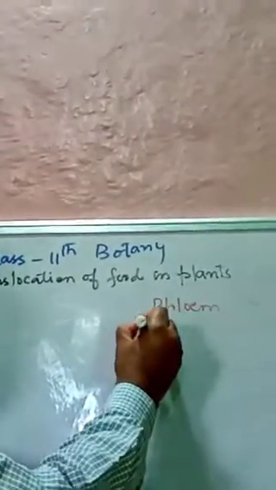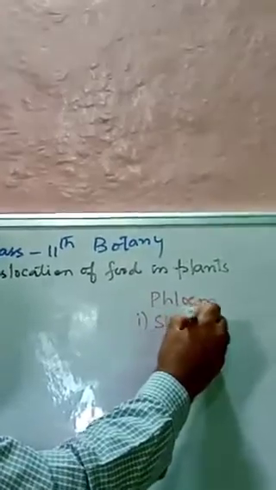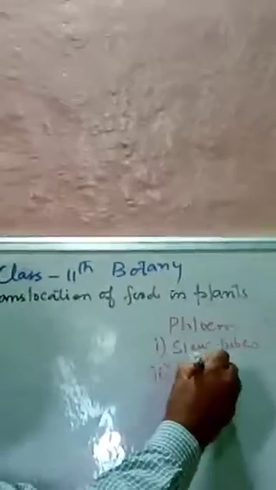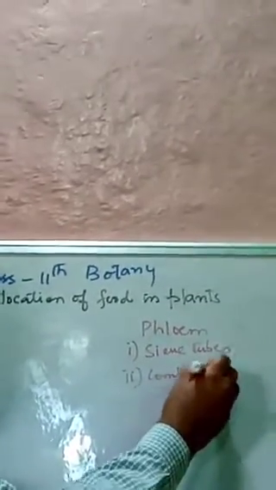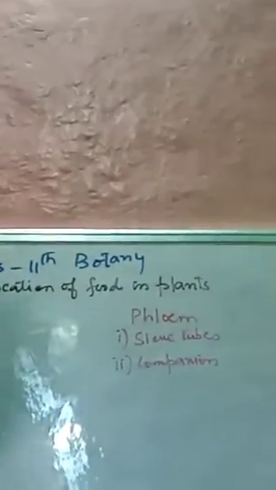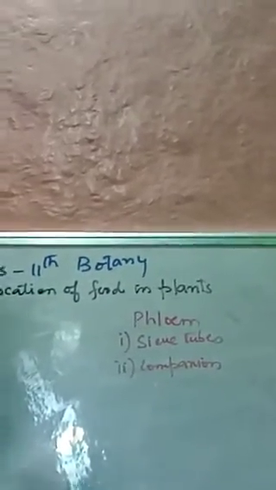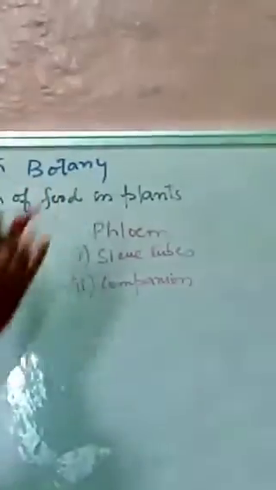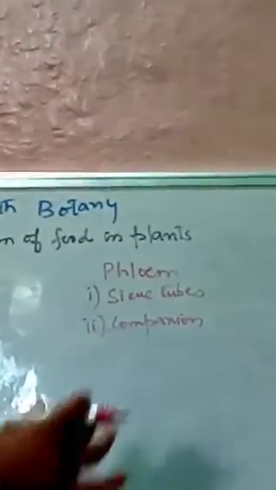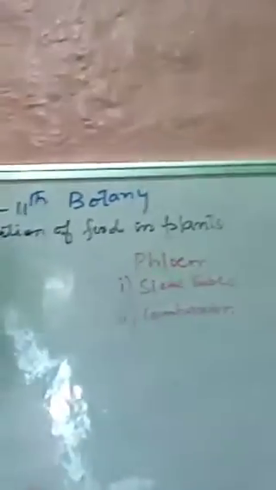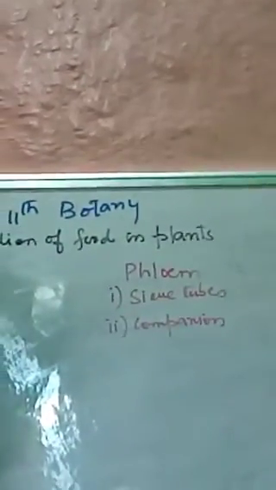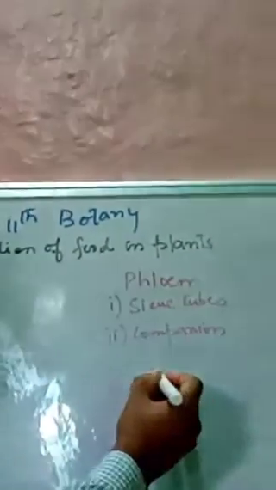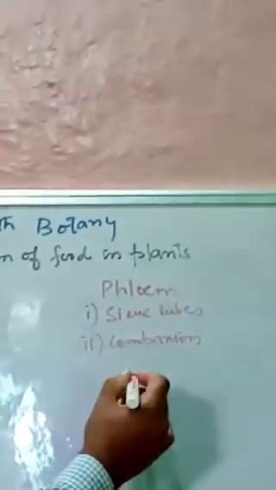this phloem tissue consists of sieve tubes or sieve cells, and second, companion cells, and these are the two important cells which play an important role in the translocation of food in plants. We have also got phloem parenchyma and phloem fibers, but in this translocation of food they are not needed as much as these sieve tubes and companion cells. We are already aware of the anatomy and their structure. Still, let me give a brief idea about those.